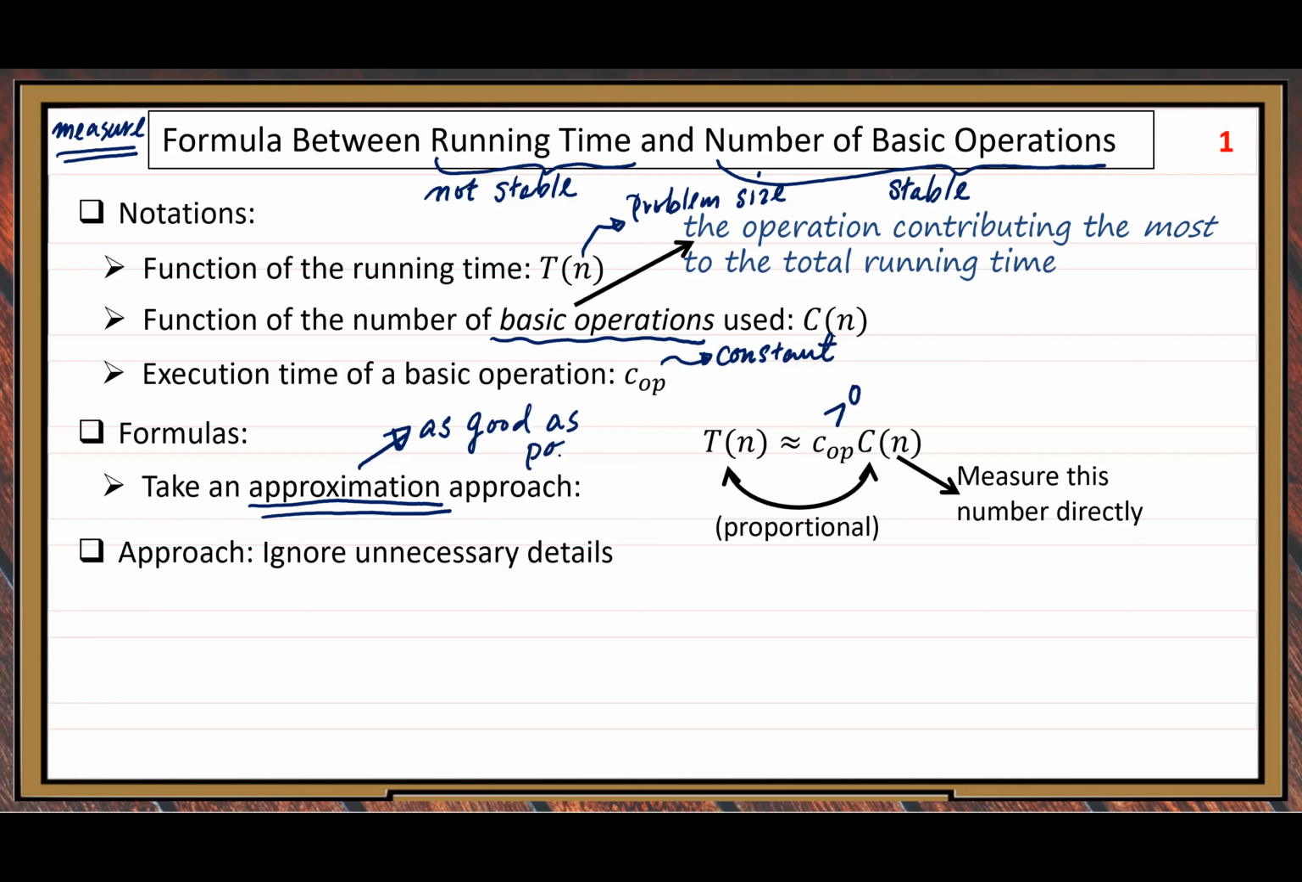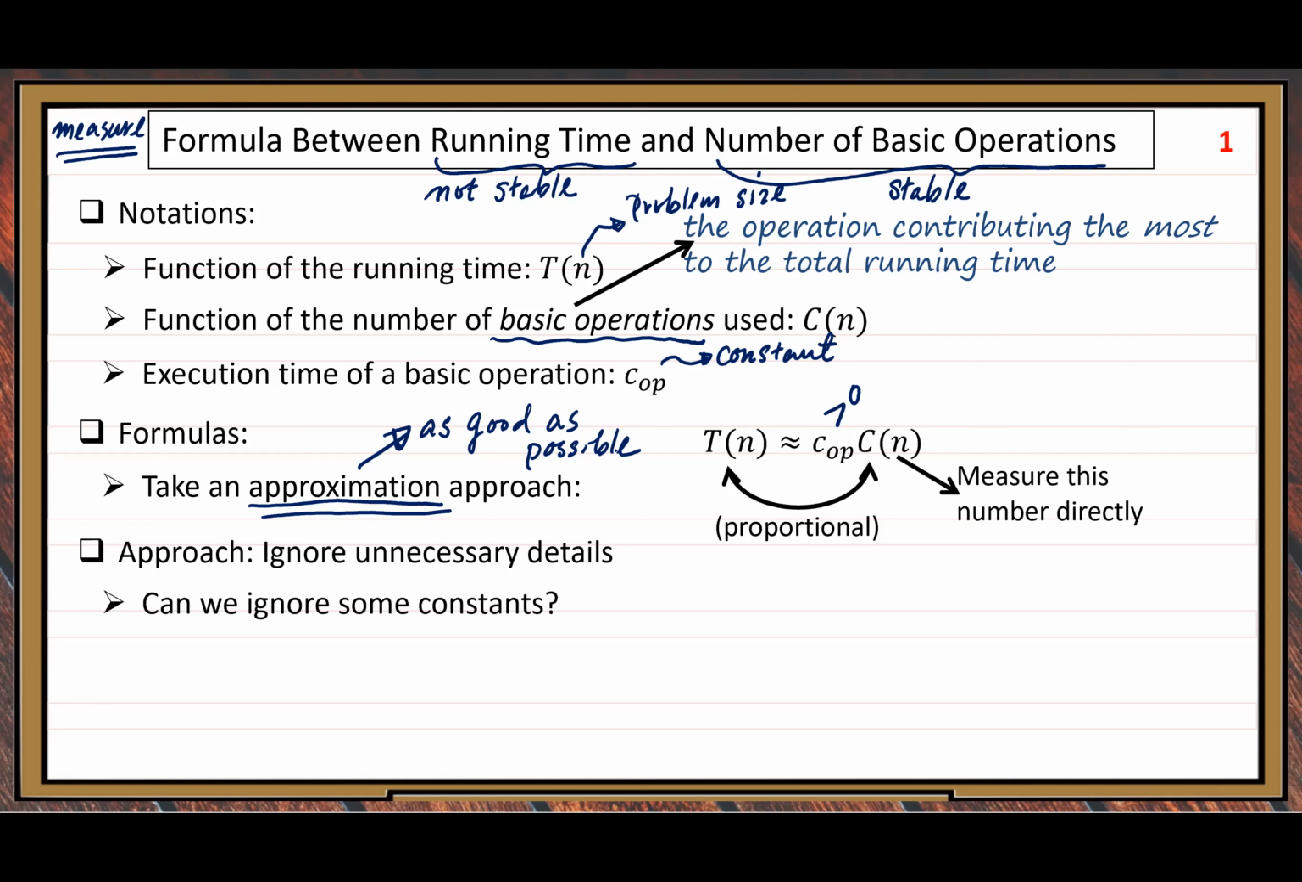We also want to make our approximation as good as possible. We don't want to have a bad approximation. We want a good approximation, as good as possible. Later I'll try to convince you how good the approximation is. Actually, very good. But we need to ignore some unnecessary, less important details.